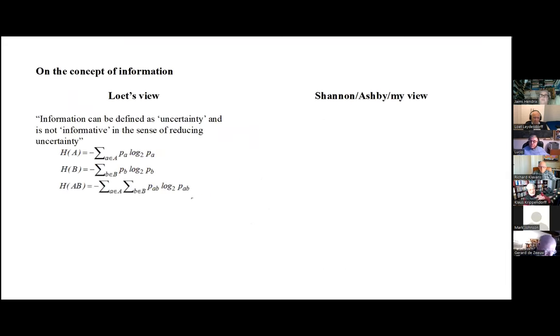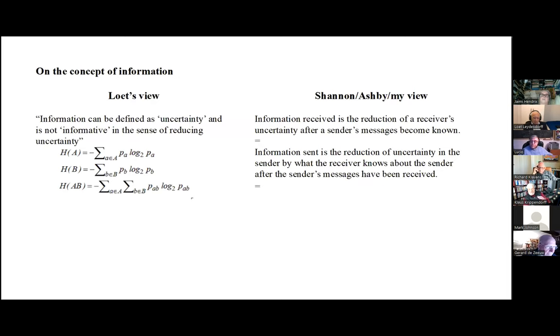There you go. And now Loet's view is that information can be defined as uncertainty, and not information in the sense of reducing uncertainty. But that's very different from the normal understanding that information received reduces the receiver's uncertainty. And that is also true for the information theory.